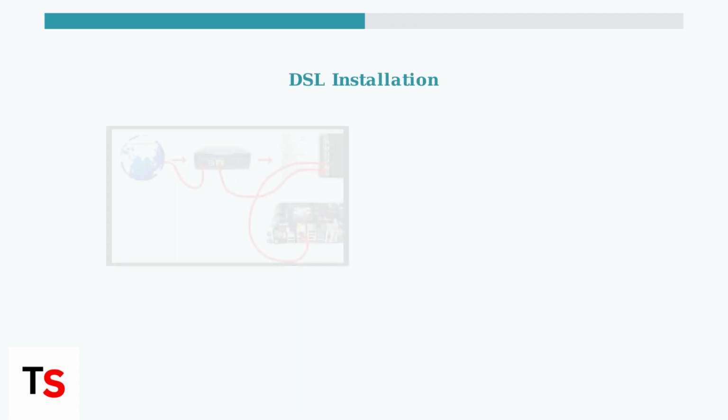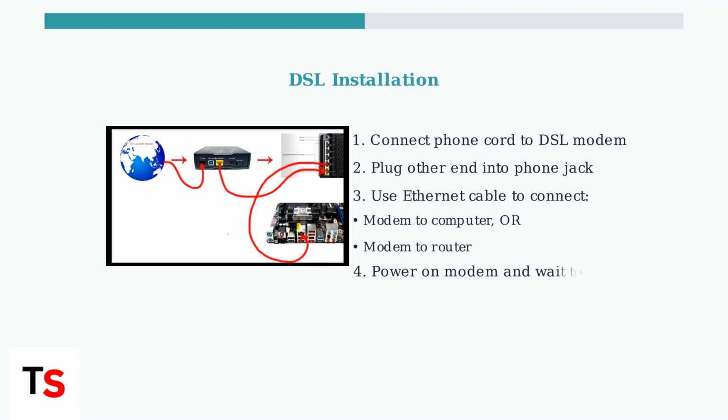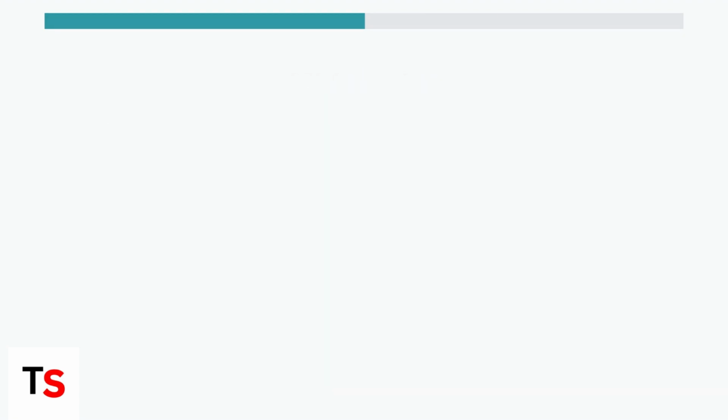For DSL installation, connect a phone cord from your DSL modem to the phone jack. Then use an Ethernet cable to connect the modem either directly to your computer or to a router. Power on the modem and allow a few minutes for it to initialize and establish connection.